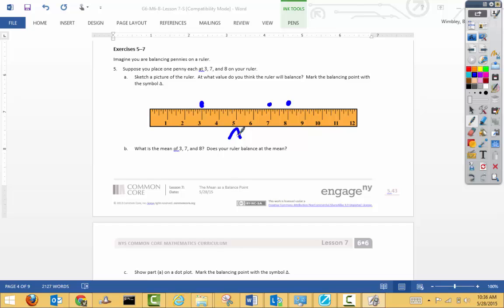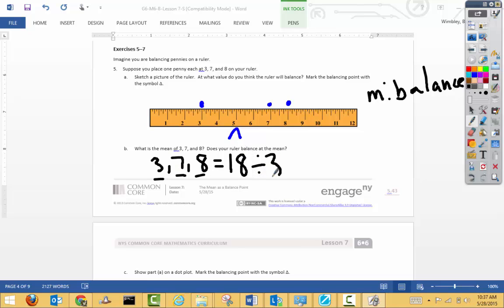But now we're going to do some mathematics just to check. We have 2 ways. I'm going to pick our easy way of finding our mean, because that mean is what? That is your balance point. So I'm going to find the mean of 3, 7, and 8. So let's check. I add all these up. This is 10. 10 plus 8 is 18. I have 3 numbers, so I divide by 3, and that gives me 6.